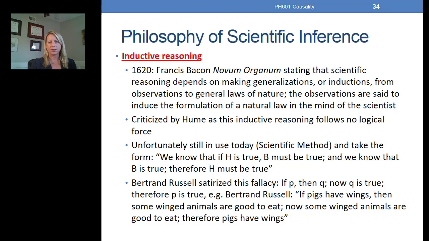Now, Hume criticized inductive reasoning because he said it follows no logical force. And he's true, but unfortunately, inductive reasoning is still used today. It's what we use in science, the so-called scientific method, where we take the form: we know that if H is true, B must be true, and we know that B is true, therefore H must be true.